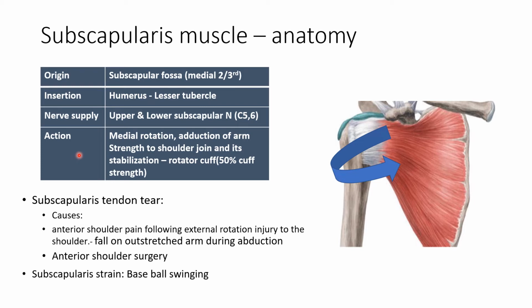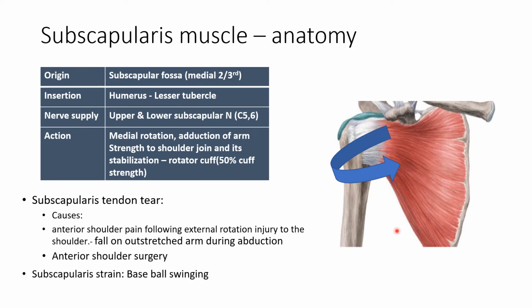Then what is the action of the subscapularis muscle? I told you it's a medial rotator and adductor of the arm. So it gives strength to the shoulder joint in its stabilization, as it is part of the rotator cuff muscles, which are the supraspinatus, infraspinatus, teres minor, and then this subscapularis.